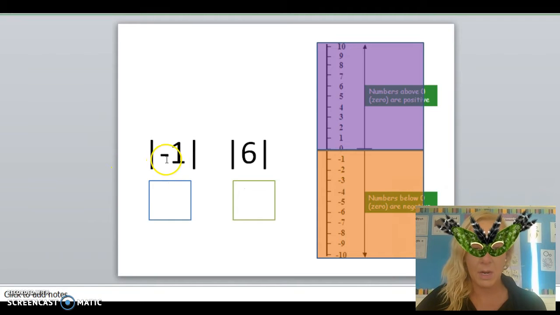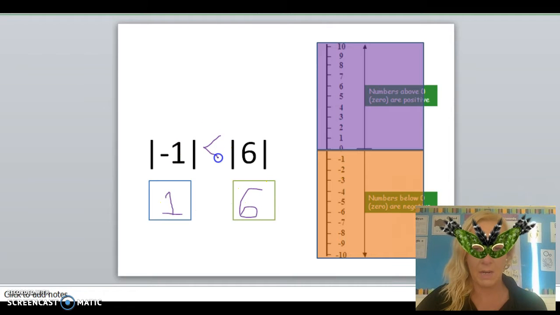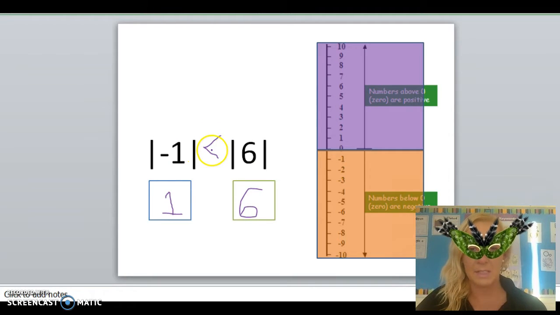In this example here, the absolute value of negative 1 is 1. The absolute value of 6 is 6. 1 is less than 6. Therefore, the absolute value of negative 1 is less than the absolute value of 6.